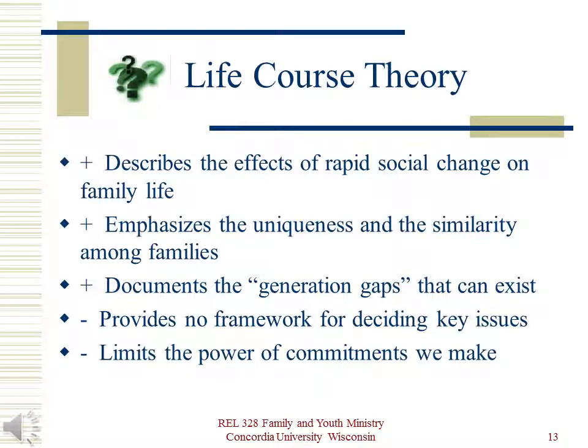Looking at the positives and negatives of this very brief overview of life course theory, as all of our overviews of these theories are, we're just scratching the surface of what's behind each of them. We find this: life course theory describes the effects of rapid social change on family life. It also emphasizes the uniqueness and the similarity among families, and we find that it documents the generations gap that can exist within a household and within the society itself. Now, those are the positives that we look at.